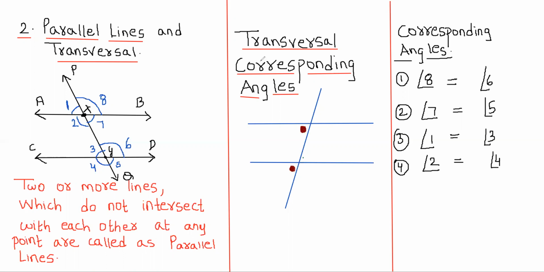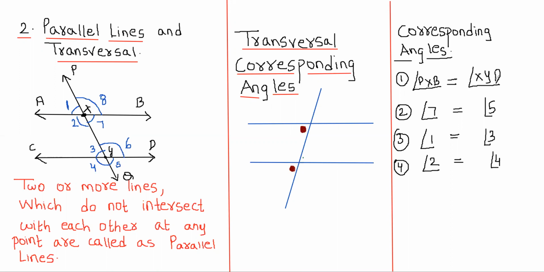So students, let us write the names of the angles. Come on, you are going to tell me the names of the angles. The first one, angle 8. We are going to write the name of the angle in place of angle 8. So angle 8 is angle PXB. Angle 6 is angle XYD. Like this, you have to write the names of all the remaining angles.